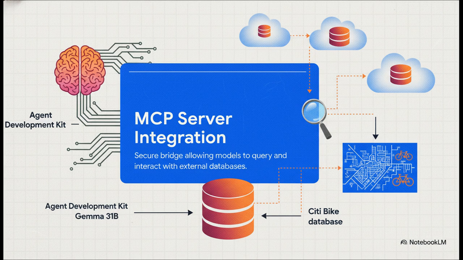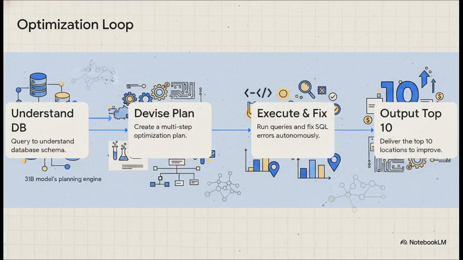So the MCP server acts like a secure bridge. It translates the model's function calls into actual, safe database queries for a system that the model inherently knows nothing about. The architectural case study they used here was a live city bike database tracking local bike demand in real time. Let's walk through the exact agentic loop we observed because it's pretty wild.